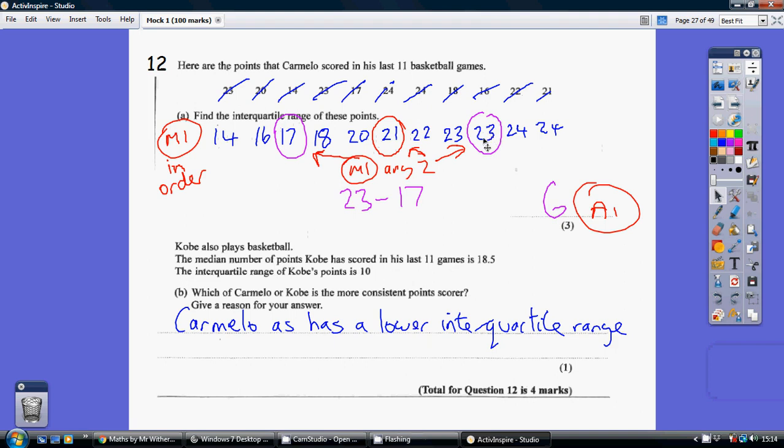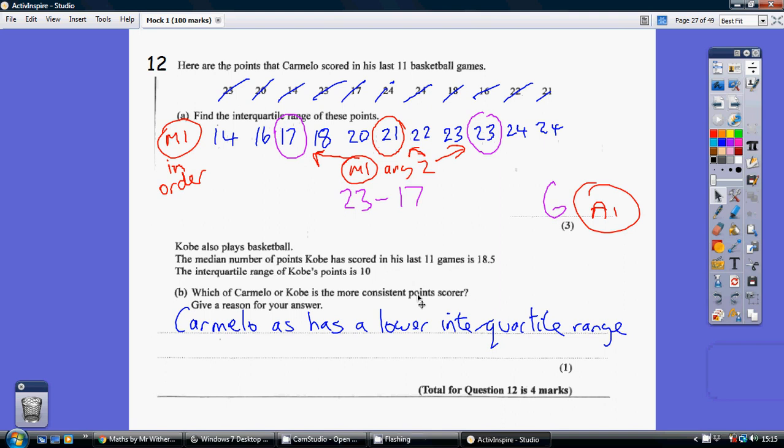So we're then effectively discarding the lower quartile, the 14 and the 16, and discarding the upper quartile, the 24 and 24, and taking the smallest from the biggest of what we've got left. So that's 23, take away the 17, which is 6.